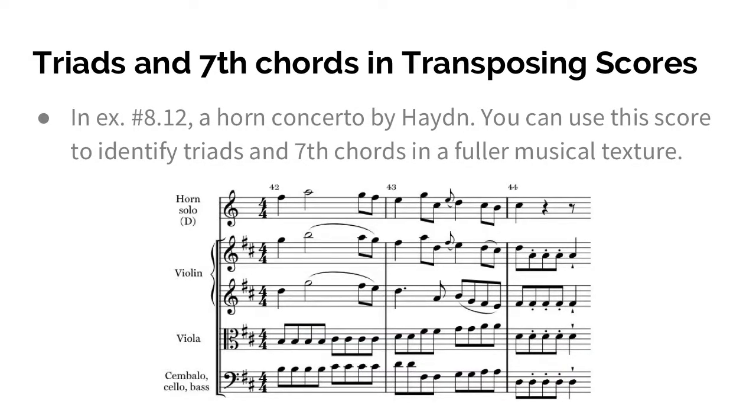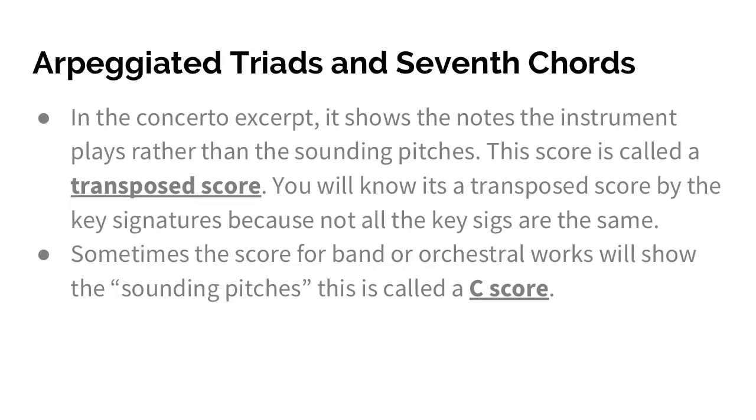All right, transposing score. This is our fun part. This is the nice-to-know part of this chapter. Okay, so you can use the score to identify the triads and seventh chords in a fuller musical context. So we are in the key of D, but look at here. There's no key signature in the horn section. So we're going to talk about that. So you can see it shows the notes the instrument plays, then the sounding pitches. So like the horn score, it was written in the key of C, not the key of D like the rest of it. Okay, we call this a transposed score here.